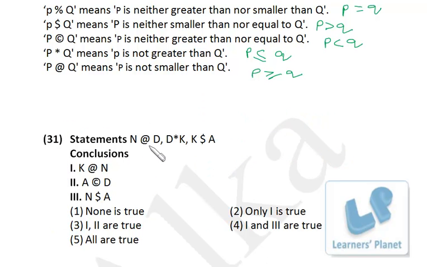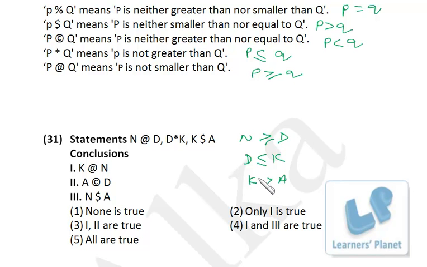Now N at the rate D means N is greater than or equal to D, and D star K means D is less than or equal to K, and K dollar A means K is greater than A. Okay, K is greater than A.